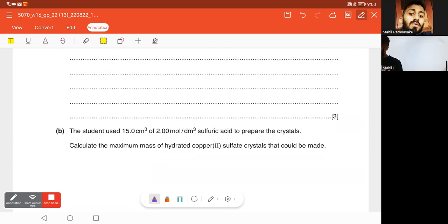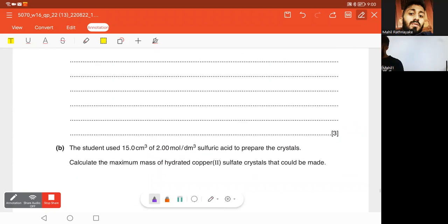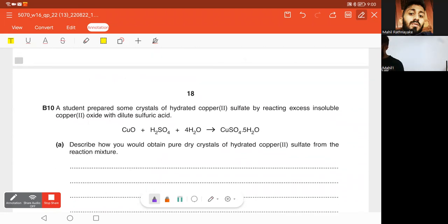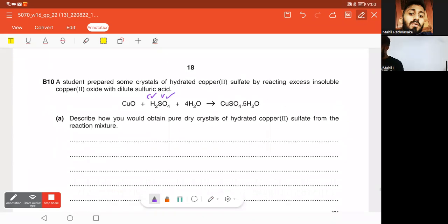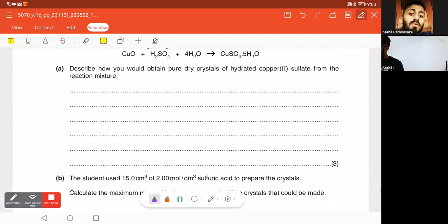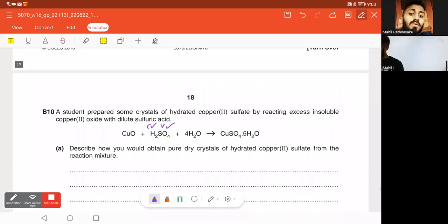The student used 15 cubic centimeters of sulfuric acid. Calculate the maximum mass. What are the data given? Concentration is given, volume is given. What are they asking? The mass of hydrated copper(II) sulfate. That means they are asking the mass of this. Can you understand? What's the first thing?